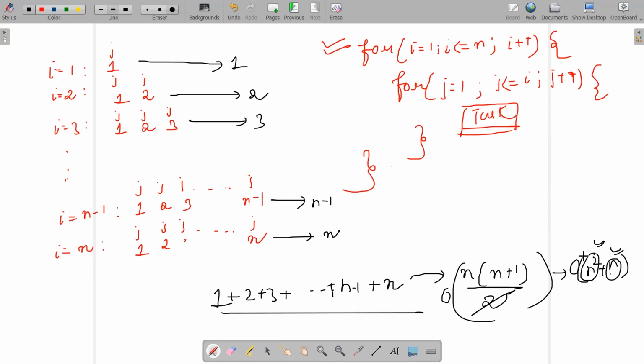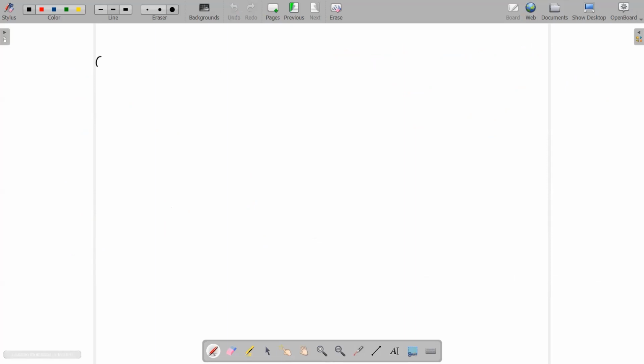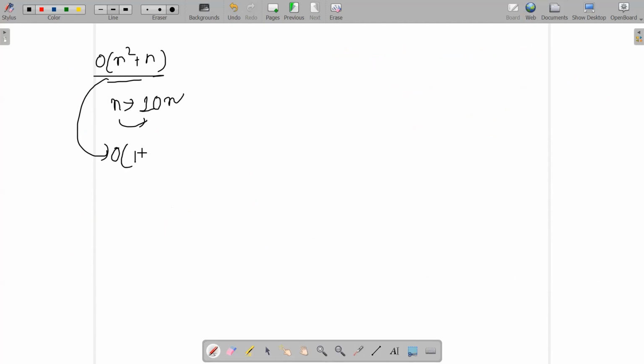Why is that so? Let's see that. What we are left with is big O of n square plus n. If you increase the value of n by a factor of 10, which term inside my big O is getting affected more? Can you tell me? It's going to be big O of 100 n square plus 10n.